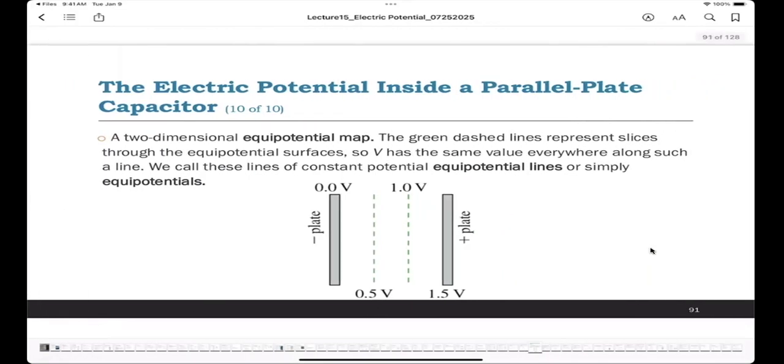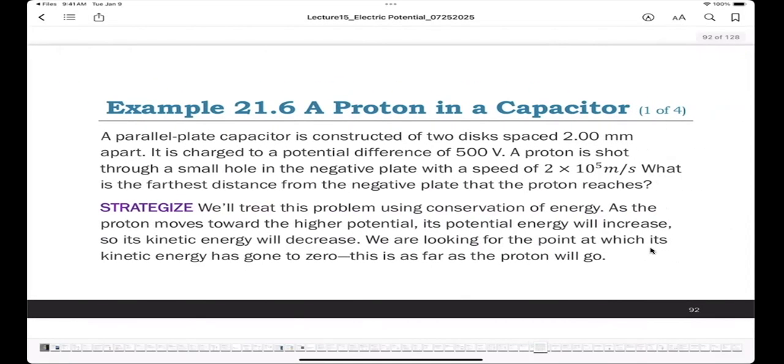Okay, a two-dimensional equipotential map. The green dashed lines represent slices through the equipotential surfaces. So V has the same value everywhere along such a line. We call these lines of constant potential equipotential lines, or simply equipotentials. Okay, let's talk about one example.